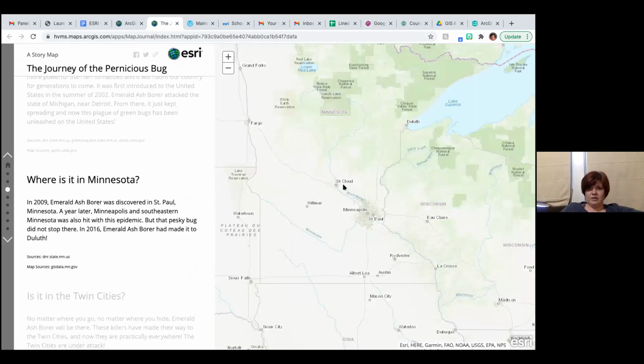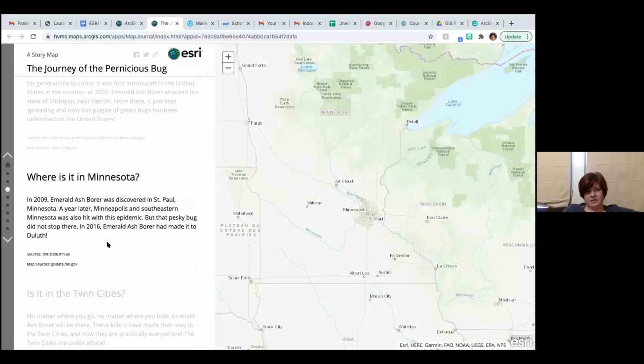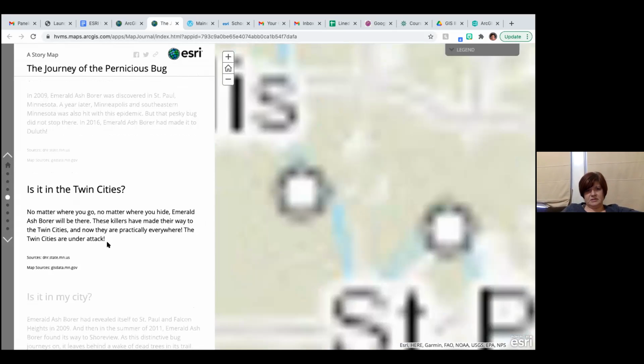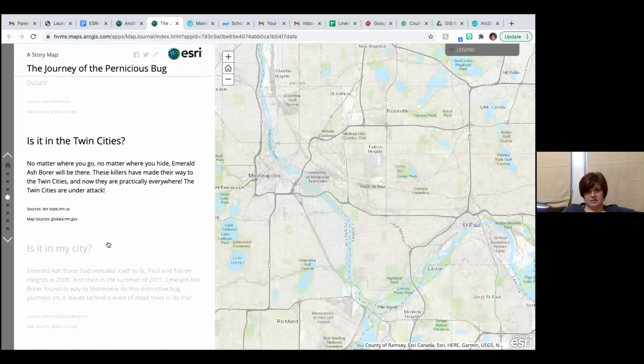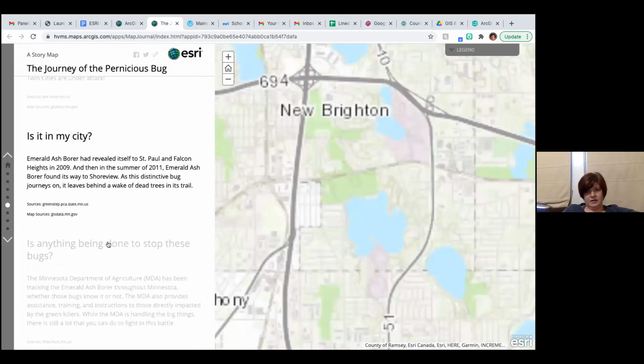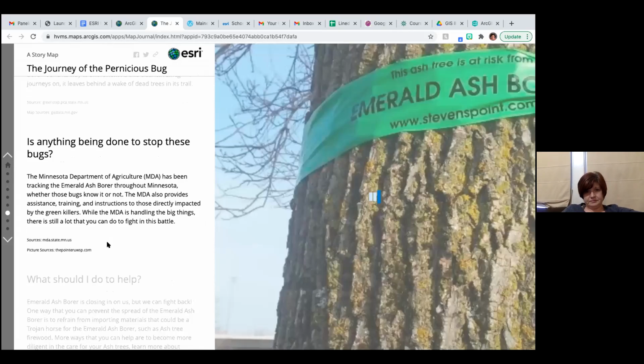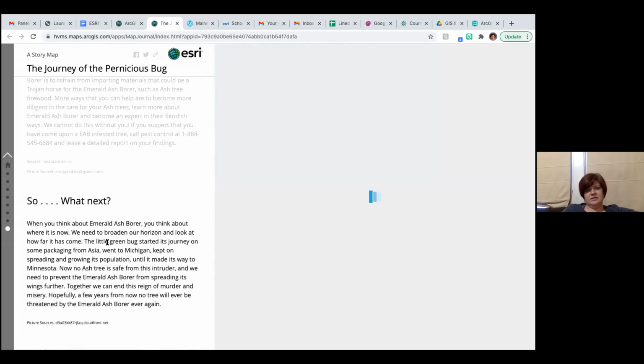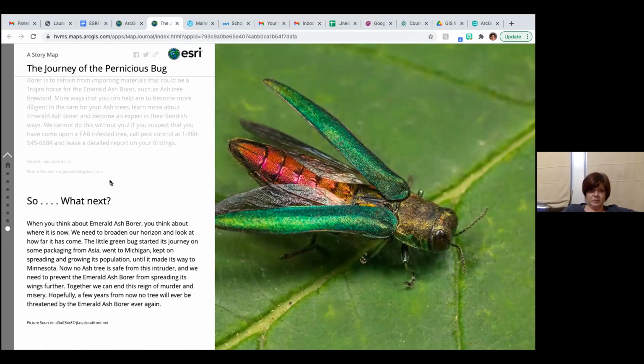And then they completed a map on where it is in Minnesota. And their map doesn't seem to be working right now. It might be my internet. So they went out in the field, they did some research on the emerald ash borer. So I'm guessing that was a science class that must have done that one.